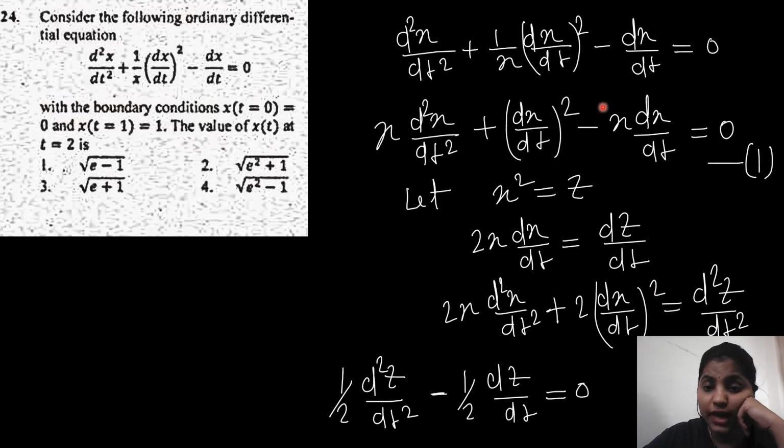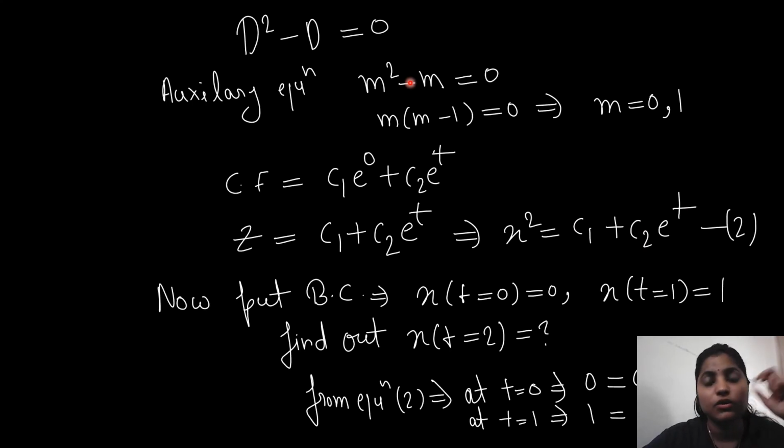Okay, now you can write this first two terms as d2z by dt square over here. So you will get this kind of differential equation by substituting x square is equal to z. Now you can solve this equation by using the auxiliary equation, find out the roots of the equation, and then find out the solution.